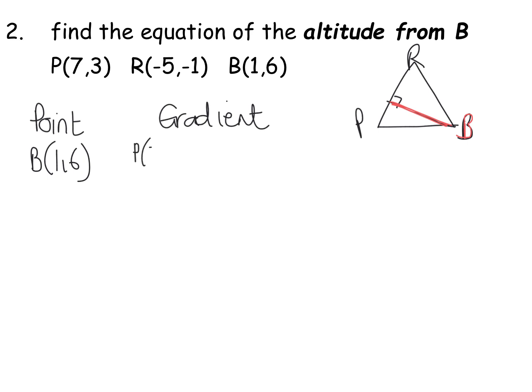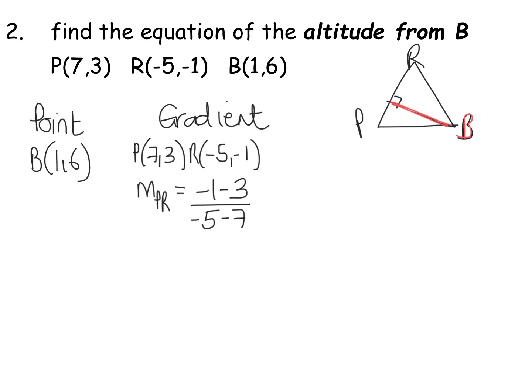So I'm just going to write out that I'm using (7, 3) and (-5, -1). So gradient of PR equals -1 minus 3 all over -5 minus 7, which is -4 over -12. Double negative cancels out. That simplifies down to 1/3. And remember, we want the perpendicular gradient to that. Perpendicular to a third will become -3 over 1. We don't need the over 1 though, so it's just -3. Flip it and change your sign.